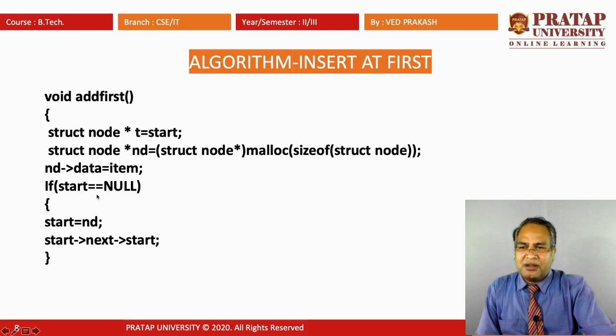If start equals null, it means our start pointer denotes the null value, and in such a case there is no node in the circular linked list. So, we have to create the first node. In such a case, first we set the start pointer to the newly created node. It means this start pointer will first denote the newly created node, and the next pointer of start is set to start.